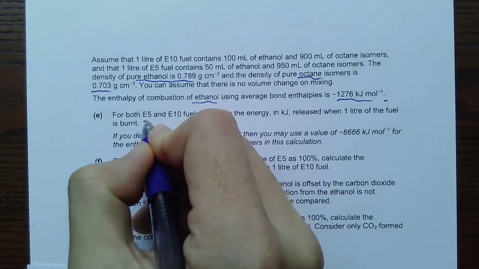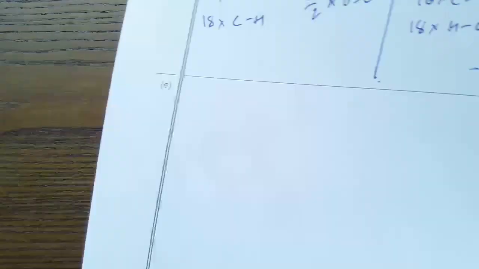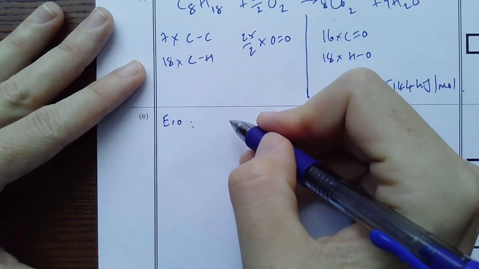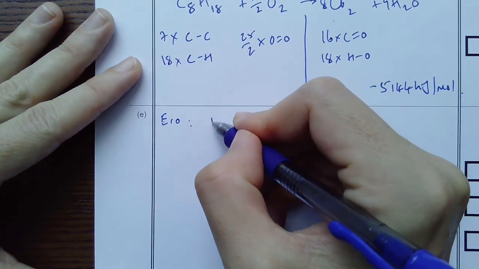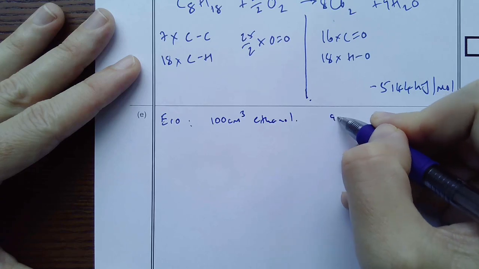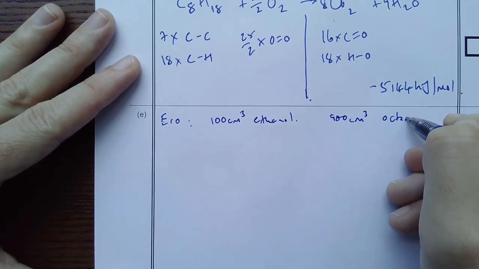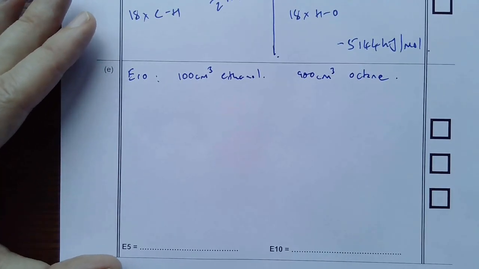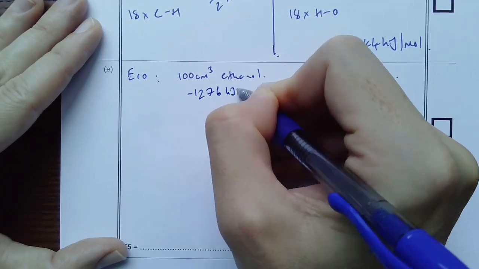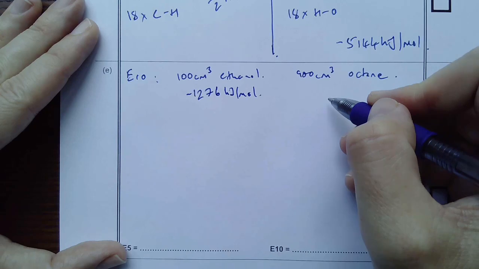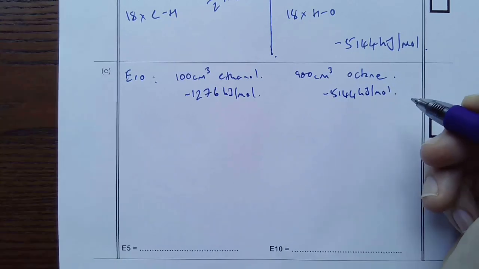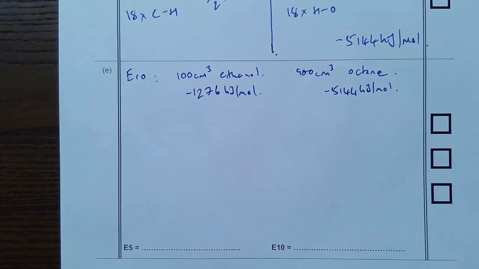We've got to do it for both E5 and E10. I think it's just easier for me if I do E10 to start with. Okay, so E10. Now, E10 is, let's think, it's 100 centimetres cubed of ethanol, and it is 900 centimetres cubed of octane. Okay, and I know that the combustion of ethanol is minus 1276 kilojoules per mole, and the combustion of this I've just calculated is minus 5144 kilojoules per mole.